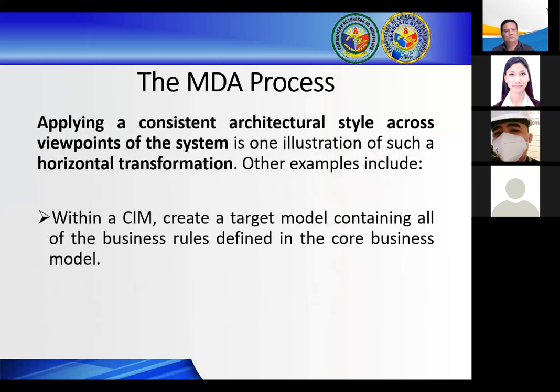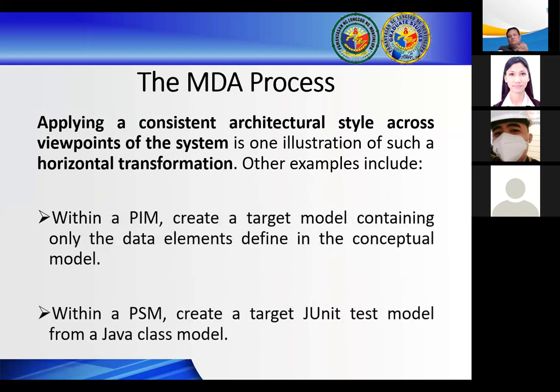Applying a consistent architectural style across viewpoints of the system is one illustration of such a horizontal transformation. Other examples include, within the CIM, creating a target model containing all of the business rules defined in the core business model. With a PSM, create a target JUnit test model from a Java class model.